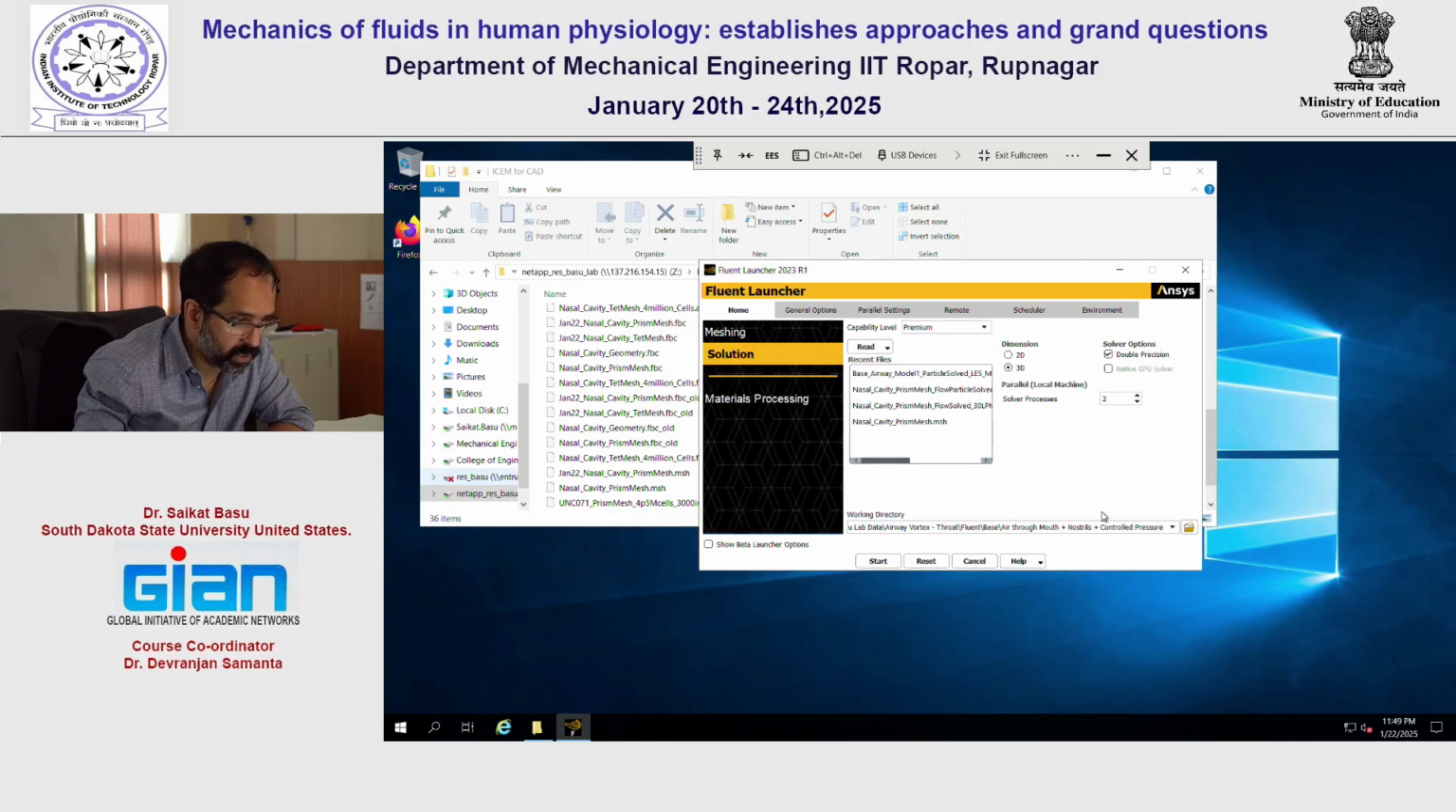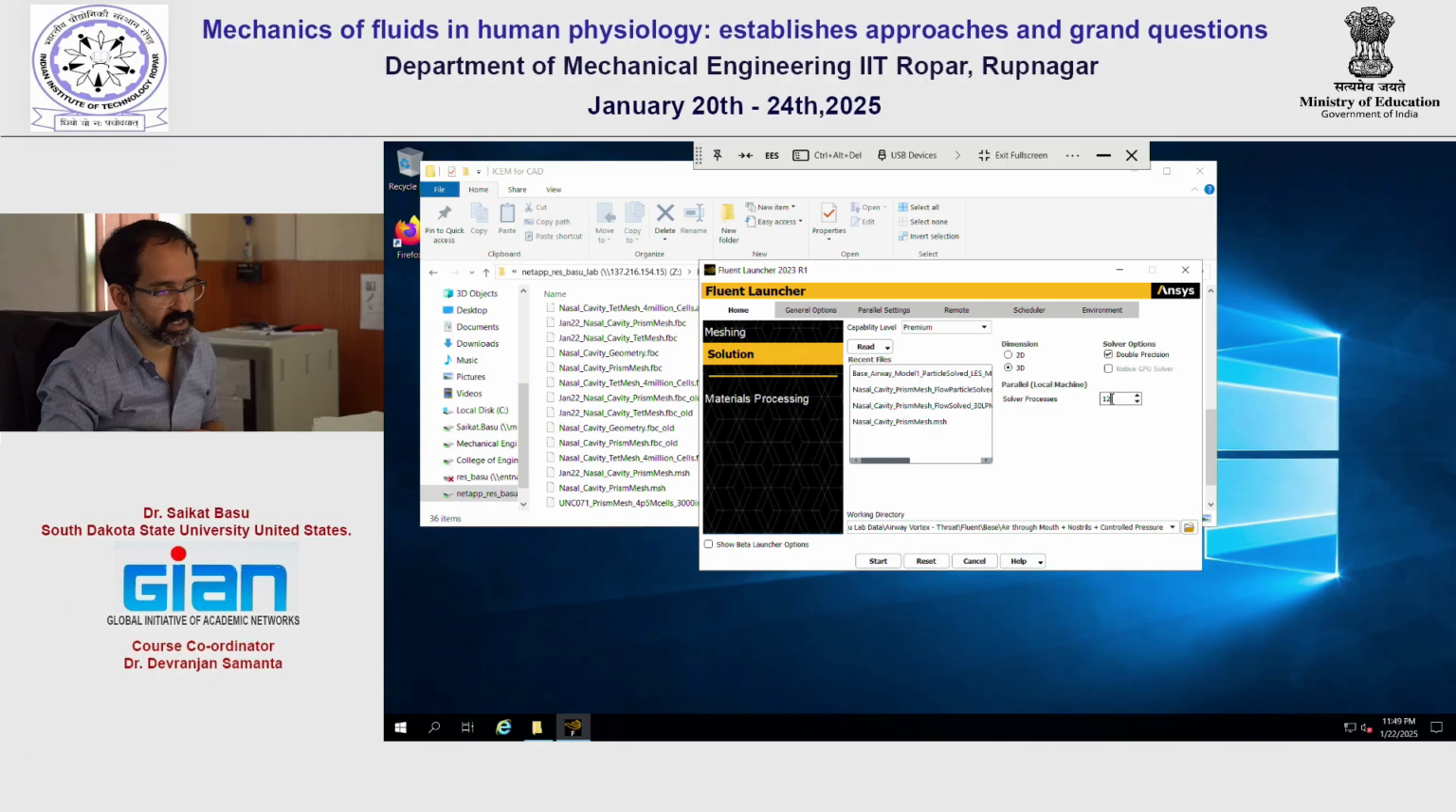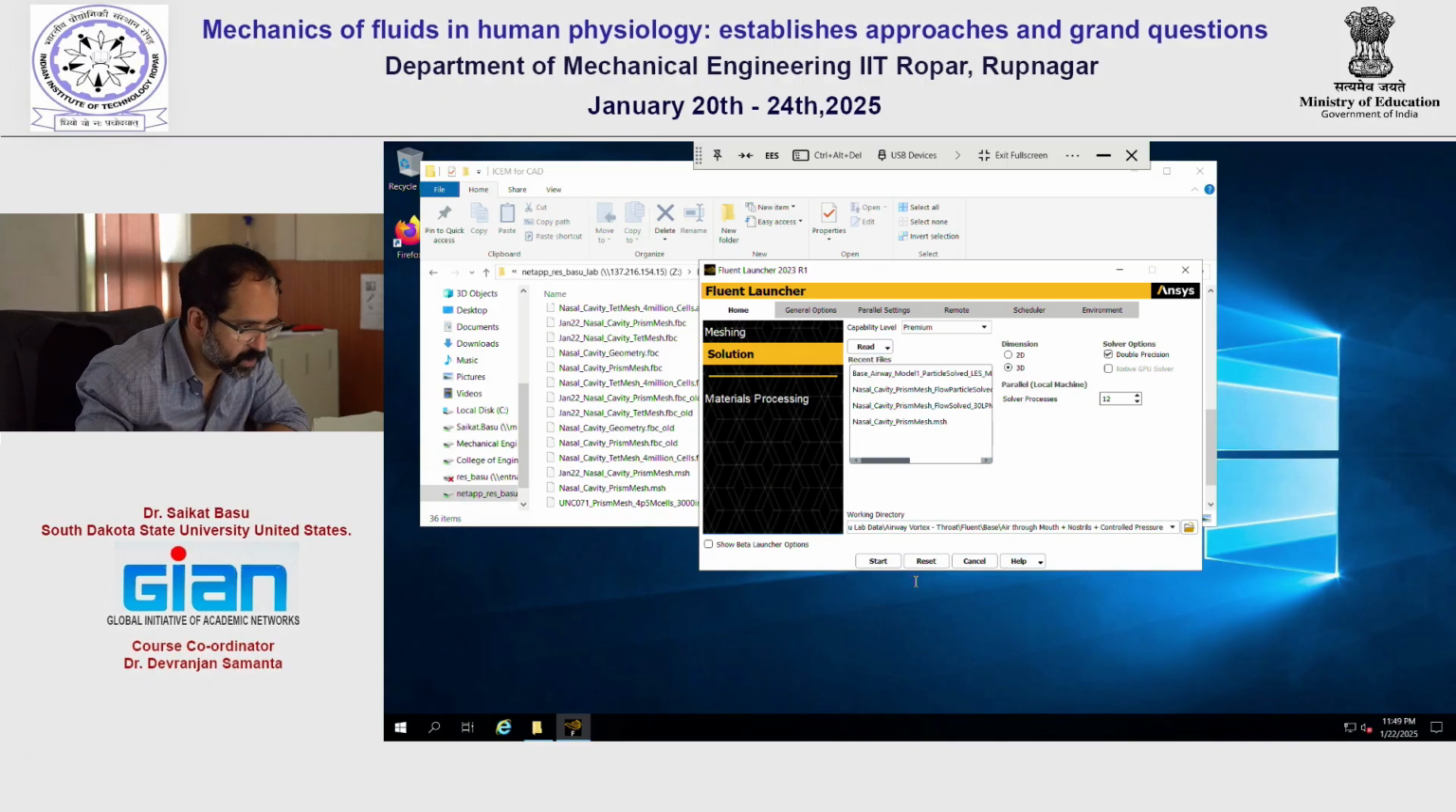Okay, so as you launch Fluent, this is a 3D simulation. Find double precision. Depending on how many processors you can use on your machine, let me use 12, but it's of course a function of the system you are using. On a typical personal laptop, 4 processors should be fine, stable enough. So start.